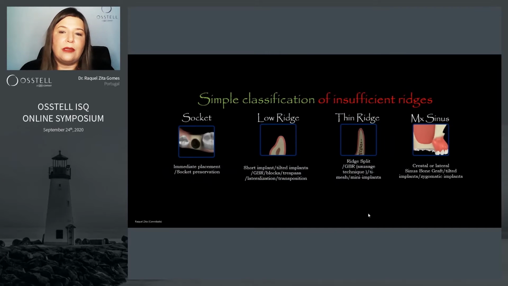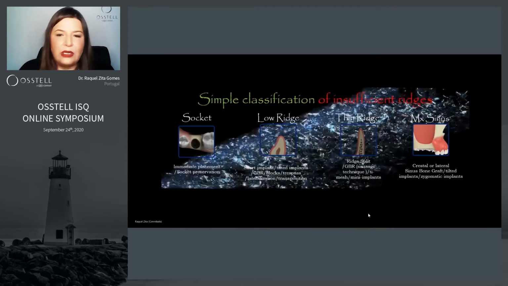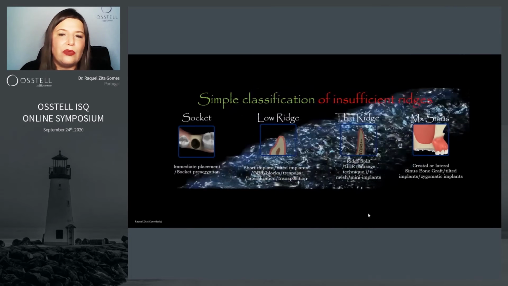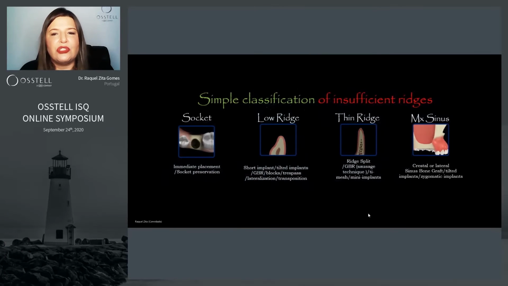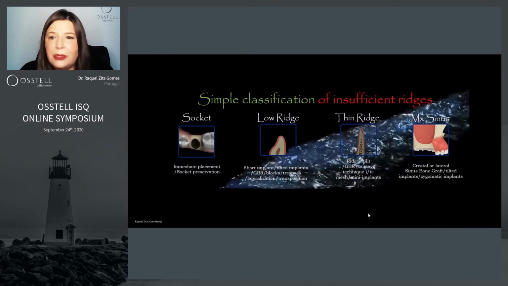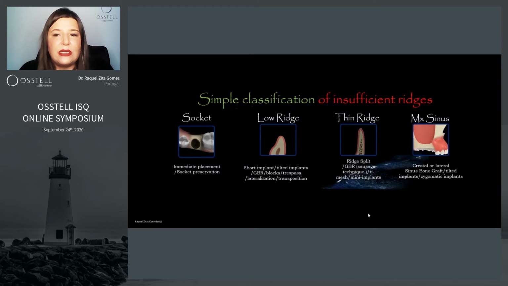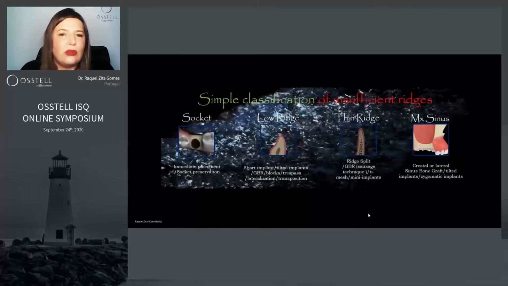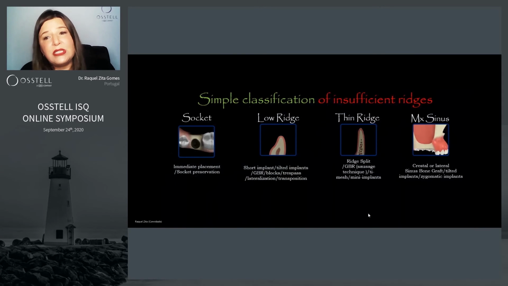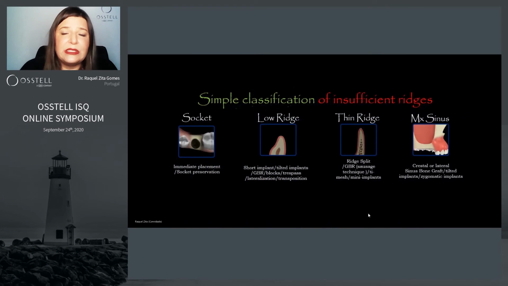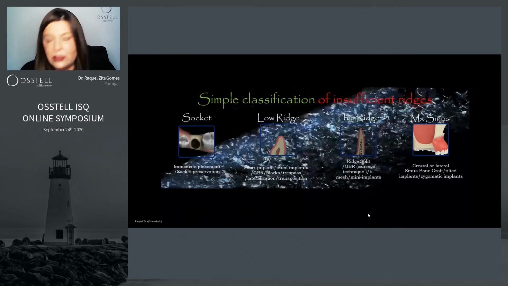The thin ridge: basically we have a very wide range of techniques, but basically we have the ridge split, the GBR, the sausage technique, the Taj mesh, and the mini implants. And with the maxillary sinus, we either graft or we avoid it, and we have basically the crestal and lateral approach. To avoid the sinus, we use tilted implants, or even sometimes short implants, and in extreme cases, zygomatic implants.